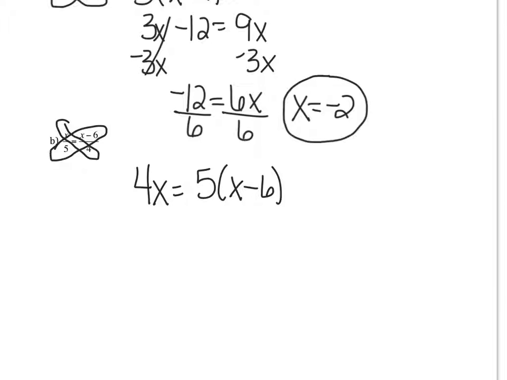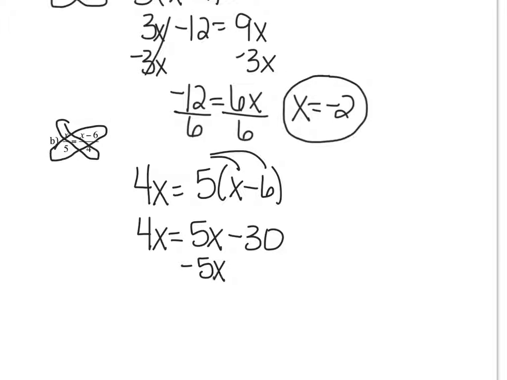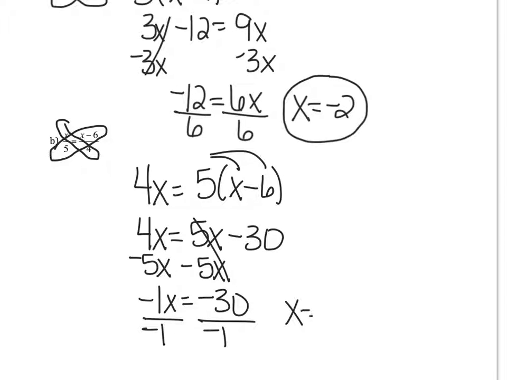So to start solving this, I would distribute. 4x equals 5x minus 30. Since the minus 30 or the negative 30 is on the right side, I'm going to move the variables to the left side, so I'll subtract the 5x. 4 minus 5 is negative 1, so I have negative 1x equals negative 30, because these 5x's would have canceled. And I'll divide both sides by negative 1 to get x equals 30. And just like before, remember, you can always substitute this back in to make sure that it worked either in your proportion or in the equation you got after you cross multiplied.